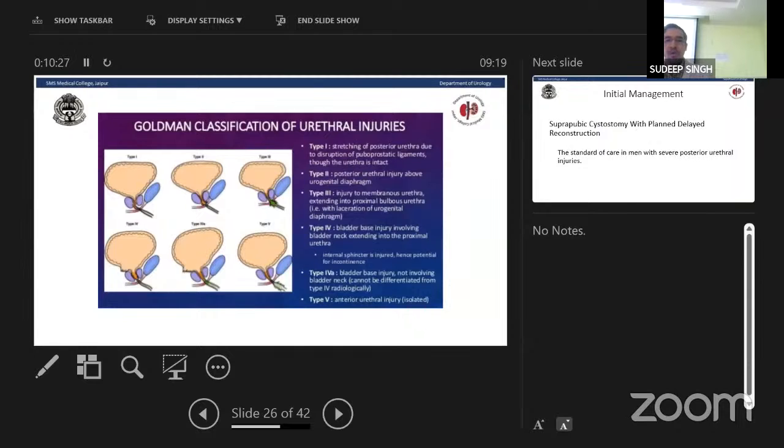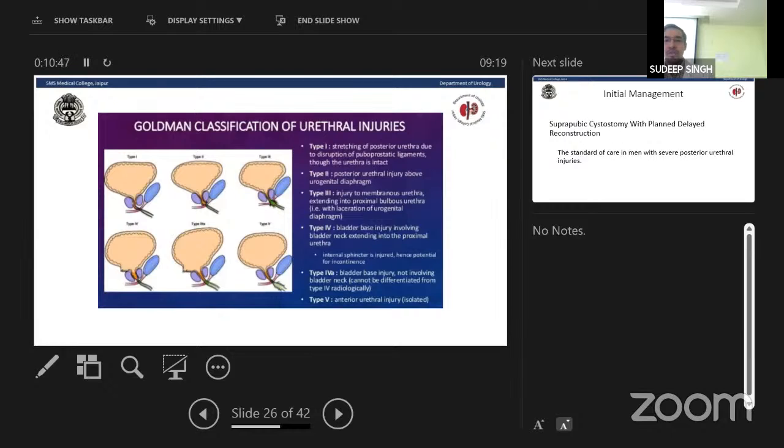This is very important, the Goldman classification of urethral injury. It was initially divided into 3 types, but later it was modified by McCallum and Colapinto, who included type 4 and type 5. Type 1 is just the stretching of the posterior urethra, due to disruption of the puboprostatic ligament, though the urethra is still intact.